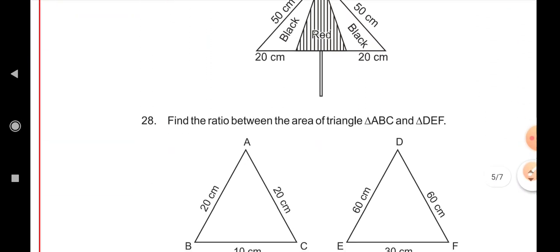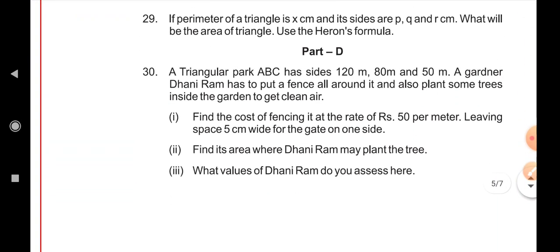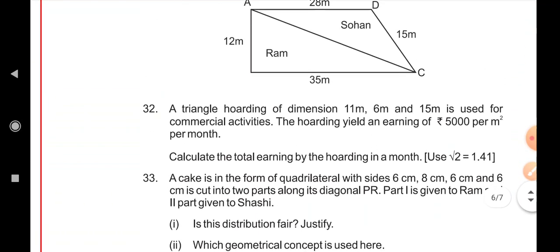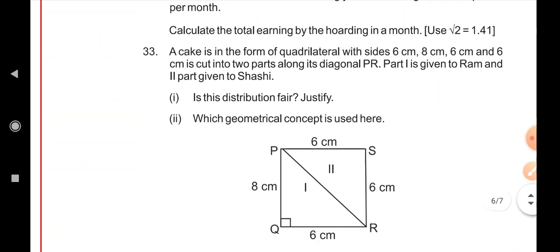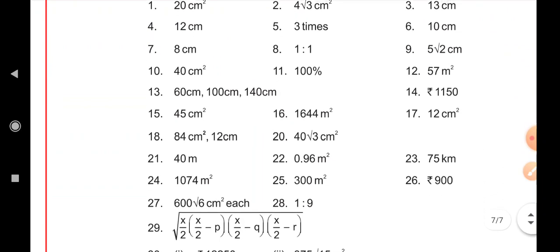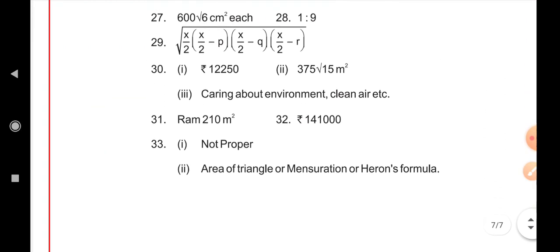You can see all the figures. These are the questions which are similar to the exercise in Heron's formula, but there are some extra questions. You will see some difficulty level also in this. And this is the answer key also, you can see here. This is the answer key.